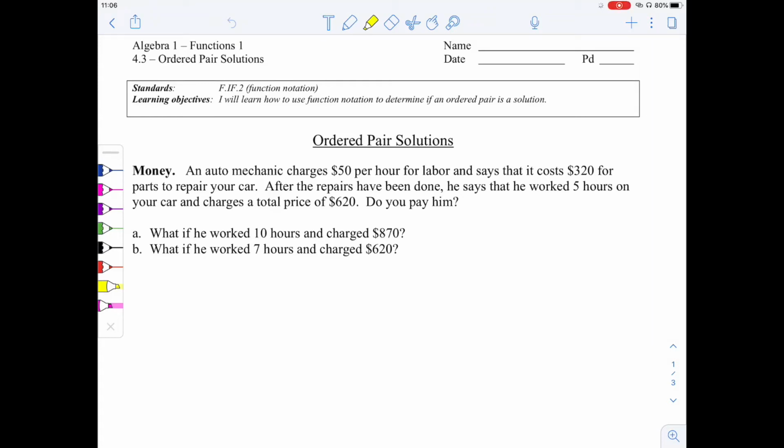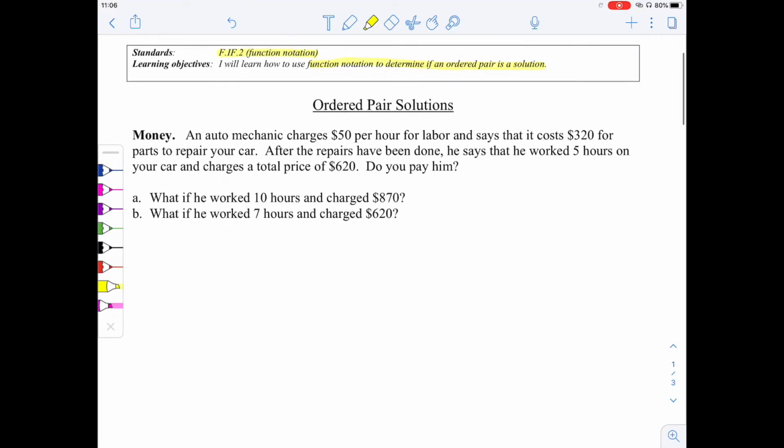Welcome, guys. Welcome to 4.3, ordered pair solutions. Today's standard is F-IF2. We'll continue on with our function notation and how to use it. Today we're going to use function notation to determine if an ordered pair is a solution. Let's look at how we can apply ordered pairs.